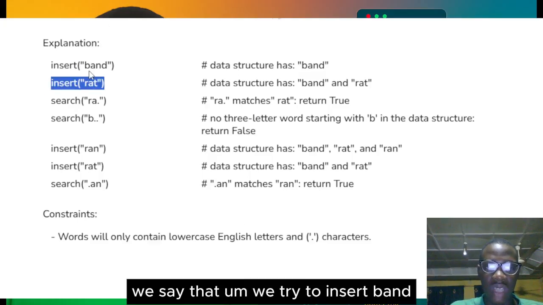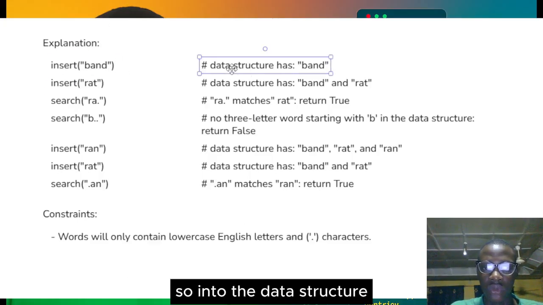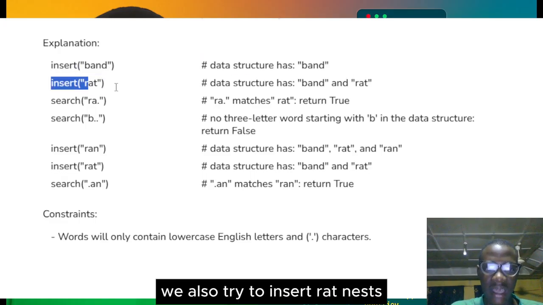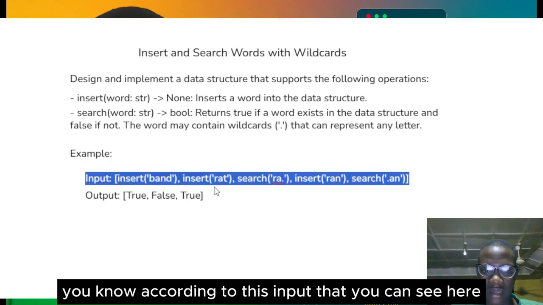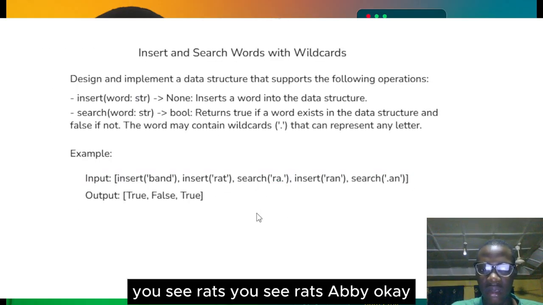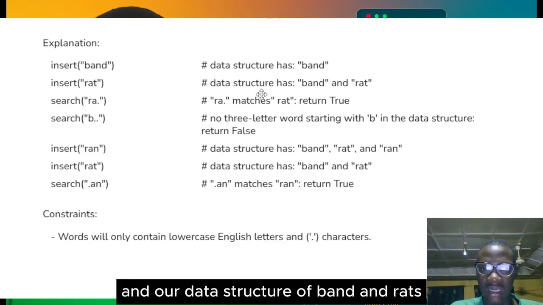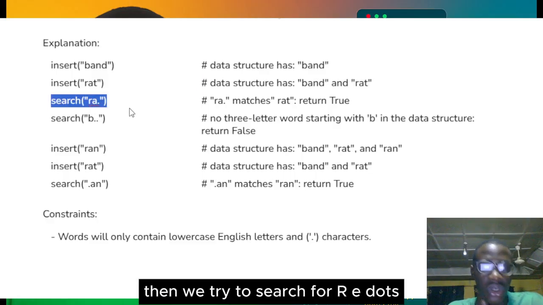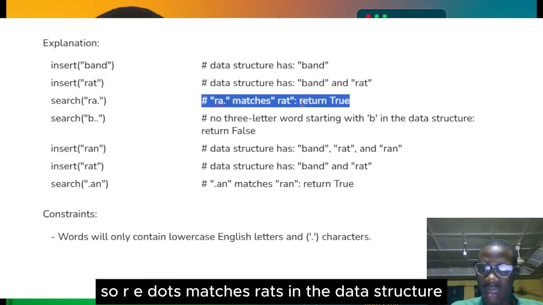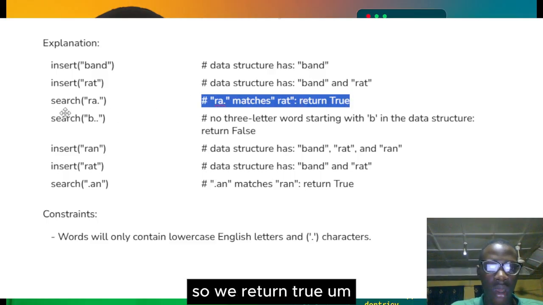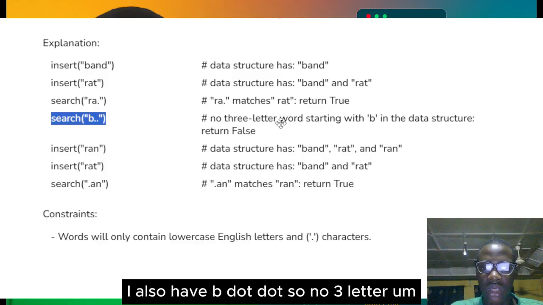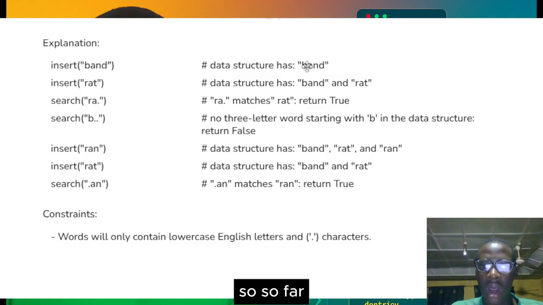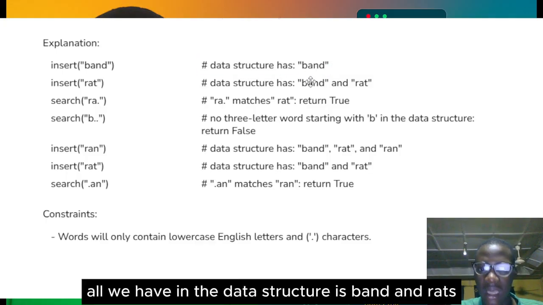We see that we try to insert band into the data structure, and therefore the data structure has band. We also try to insert rats, according to this input that you can see here. So our data structure has band and rats. Then we try to search for RA dot. RA dot matches rats in the data structure, so we return true. And we also have B dot dot, so is there a three-letter word starting with B in the data structure? So far all we have in the data structure is band and rats.